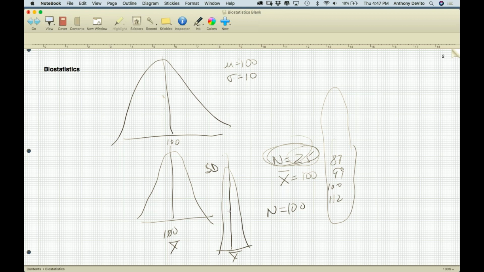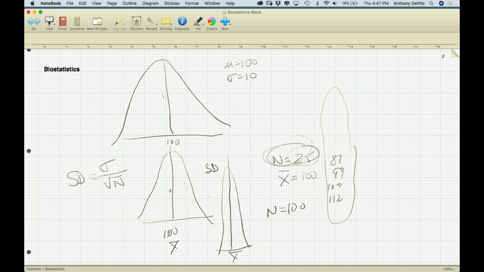So now, what's the relationship between these? As it turns out, the standard deviation of the sample means is equal to the standard deviation of the population, sigma, divided by the square root of the sample size. Makes sense. As the sample size gets bigger, we're dividing a bigger number into the standard deviation of the population, so the standard deviation of the sample gets smaller, right?